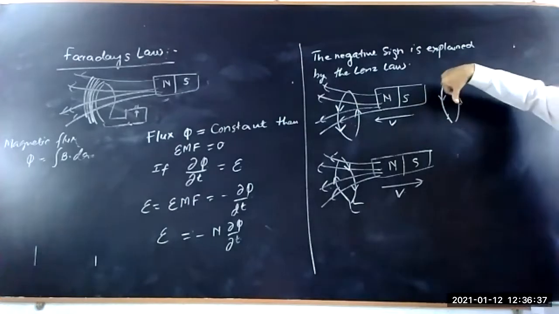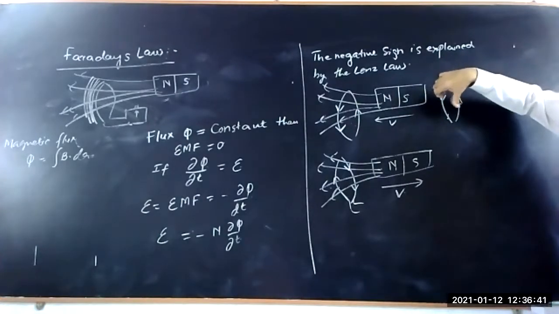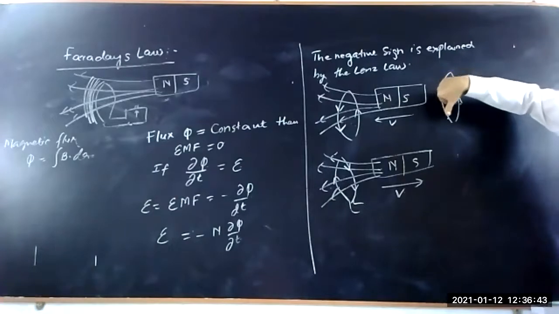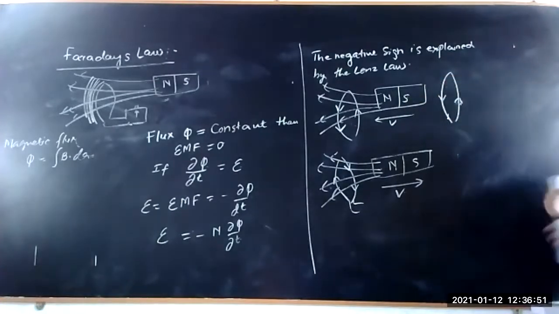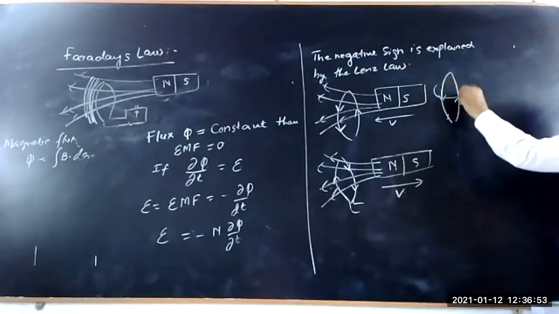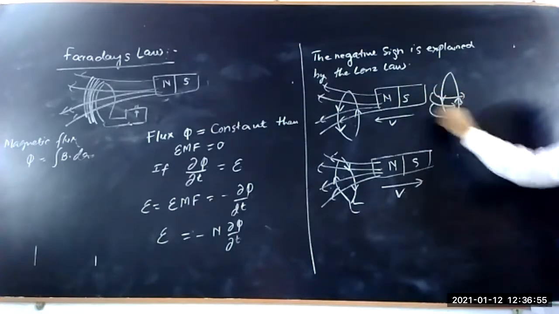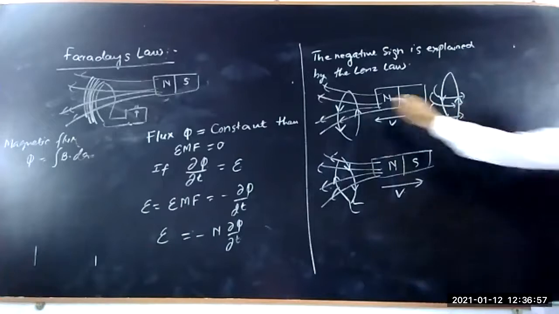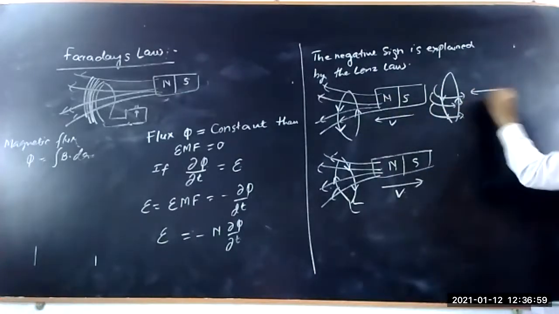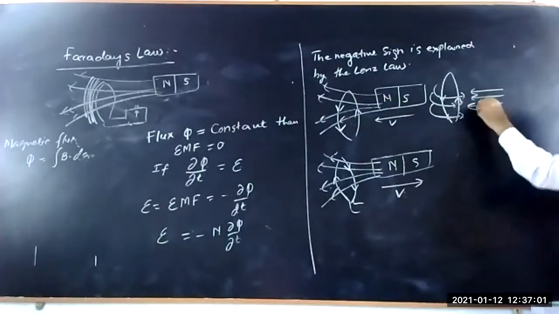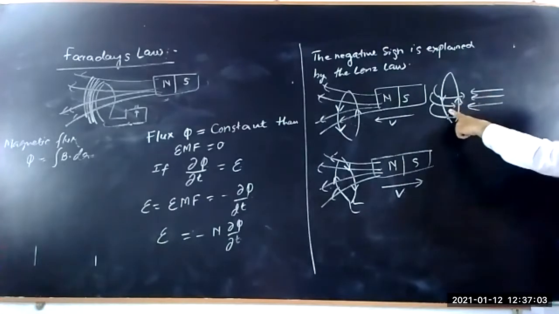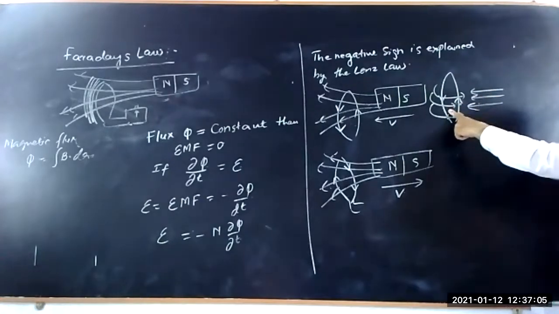Grip the wire in the hand. This is the wire which is gripped in the hand. The thumb points in the direction of the current, and these curved fingers indicate the direction of the magnetic flux. This is the magnetic field produced by the induced current. And the external magnetic field is this. This is the magnetic field produced by the induced current according to Ampere's law.